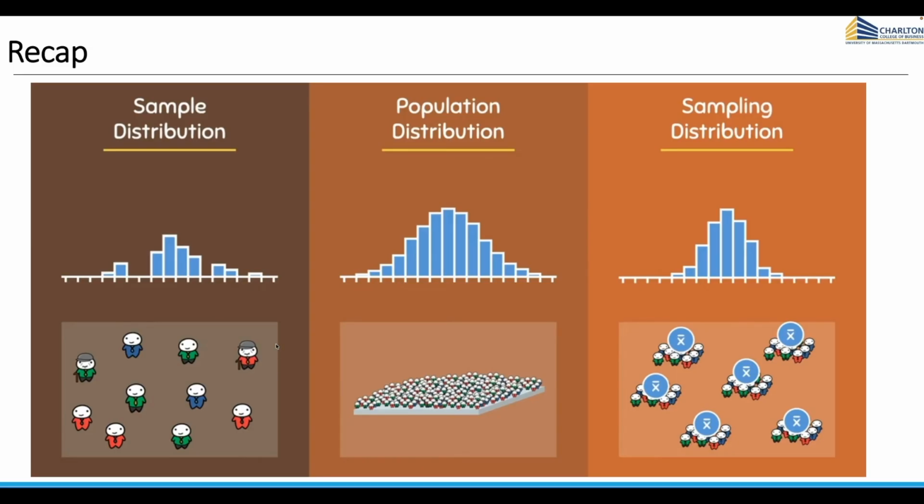I hope this clarified the sampling distribution for the mean. In the next tutorial, I'm going to talk about sampling distribution of population proportion.